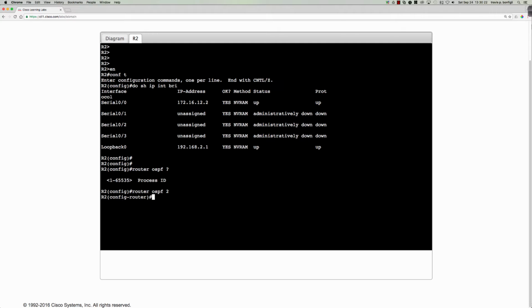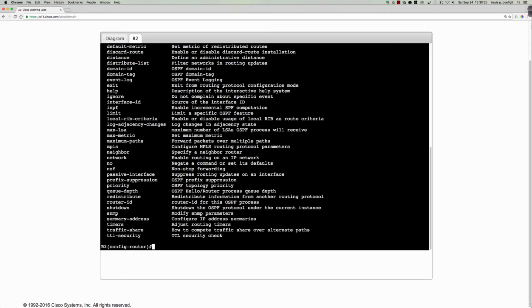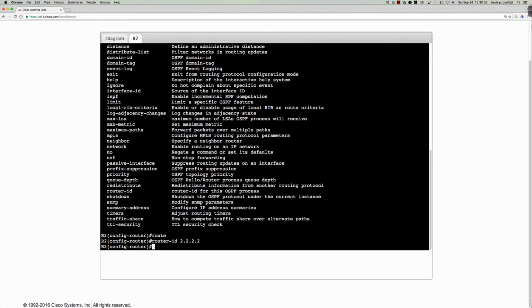So we simply say router ospf 2. If I do a question mark, you can see we've got access here to a whole host of OSPF commands. So one of the things that we could do for Router 2 is I could say router-id 2.2.2.2, or if I didn't manually define it, it would take the highest IP loopback address. If there's no loopback addresses, then it would have taken the highest IP numbered up interface, and then after that, we would need to locally define. If we didn't have any IPv4 interfaces, we would need to define it.